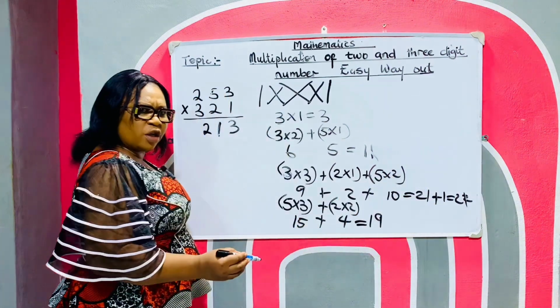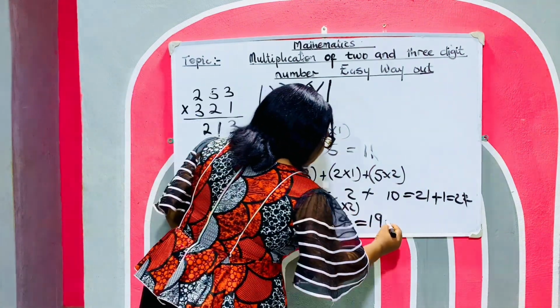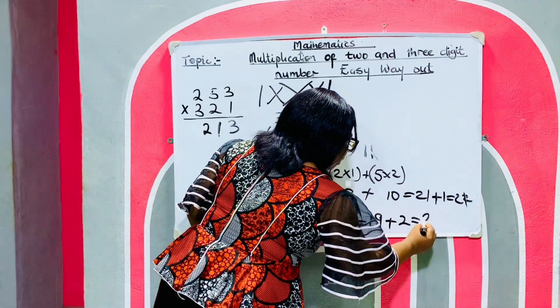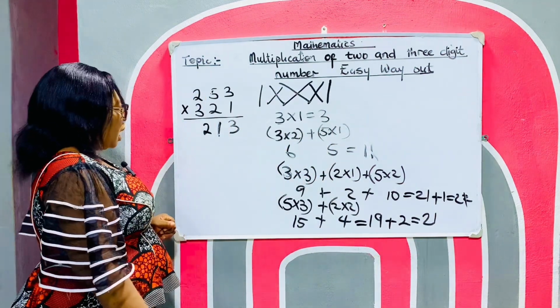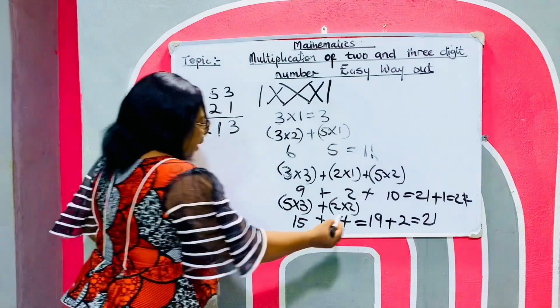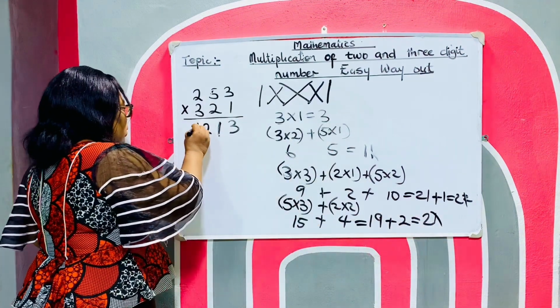Remember, there is 2 remaining up there. So, we say 19 plus 2 will give us 21. Yes. Will give us what? 21. And when it gives us 21, we're going to write 1.